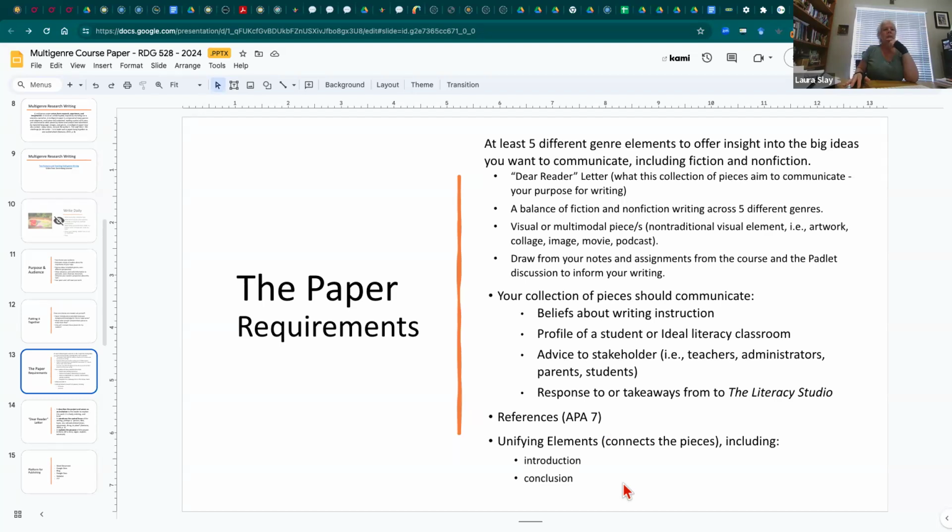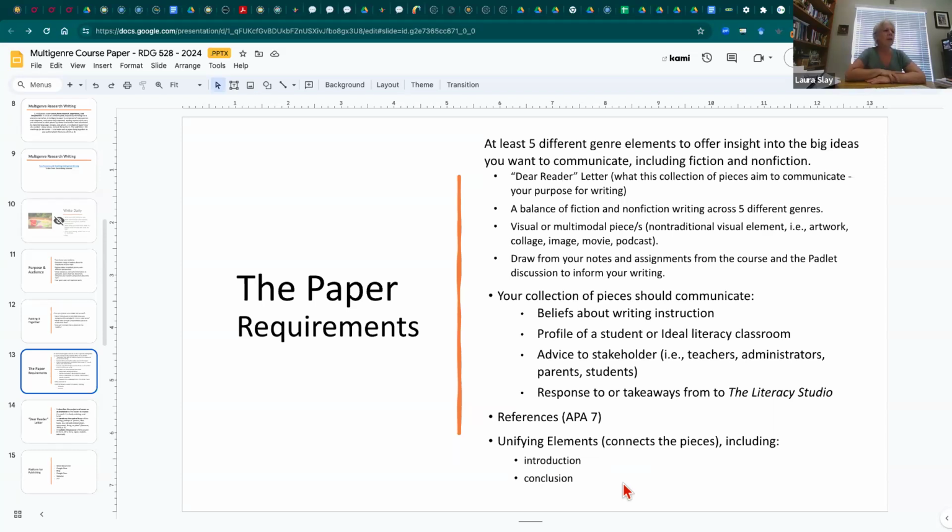And when I say unifying elements, remember that somehow these have to be connected. So your introduction is going to be your reader letter. You're going to have to get creative as you think about what's your final piece. How are you going to close it so that this whole piece, everything pulls together at the end? You can use more than 5 genres, but I say 5 to exercise your adeptness at writing and becoming familiar with other forms of writing.